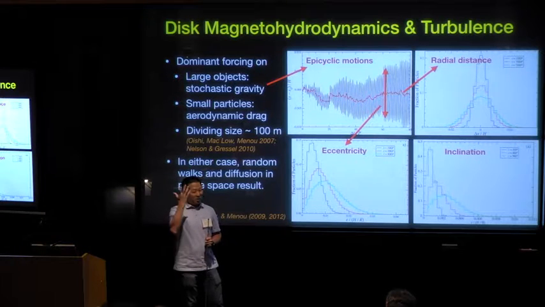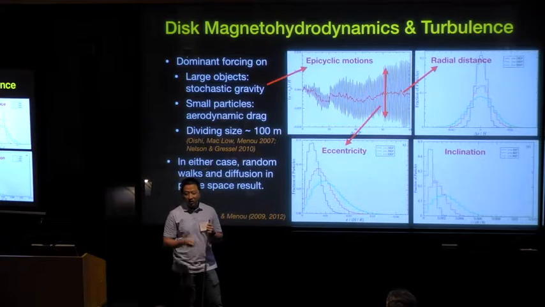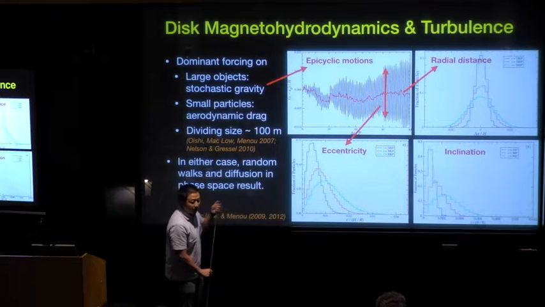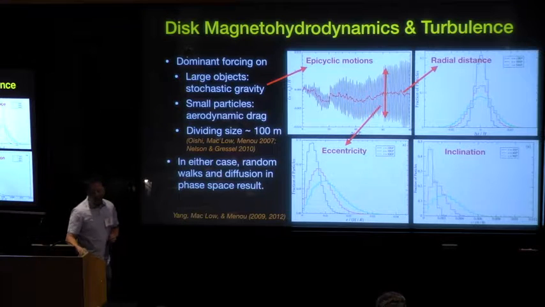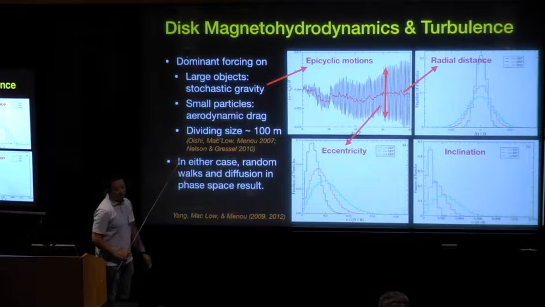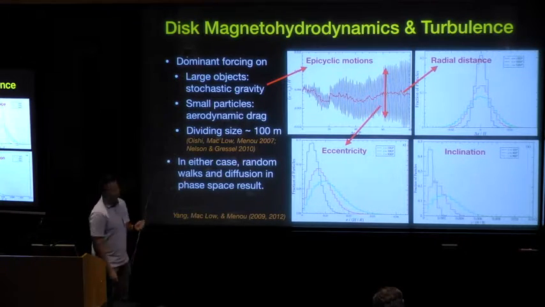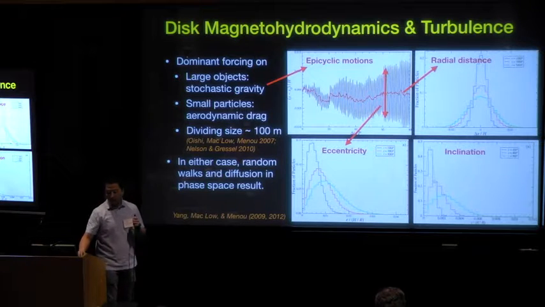One has a runaway excitation of inclination if you put in a small inclination. The other doesn't see it. So I think it's still an open question to be answered. But of course, now for everybody interested here, I want to focus on the small particles.